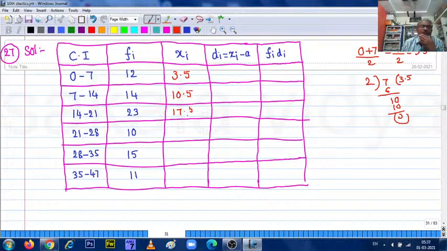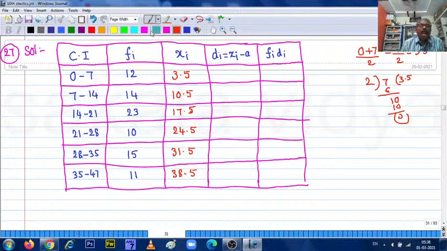Wait, one minute, we did a mistake here. The classes are 14 to 21 and next 21 to 28. The mid values are 3.5, 10.5, 17.5. Okay, correct only, 17.5. This is 24.5, 31.5, 38.5. You can check also. These are the mid values of the respective classes.